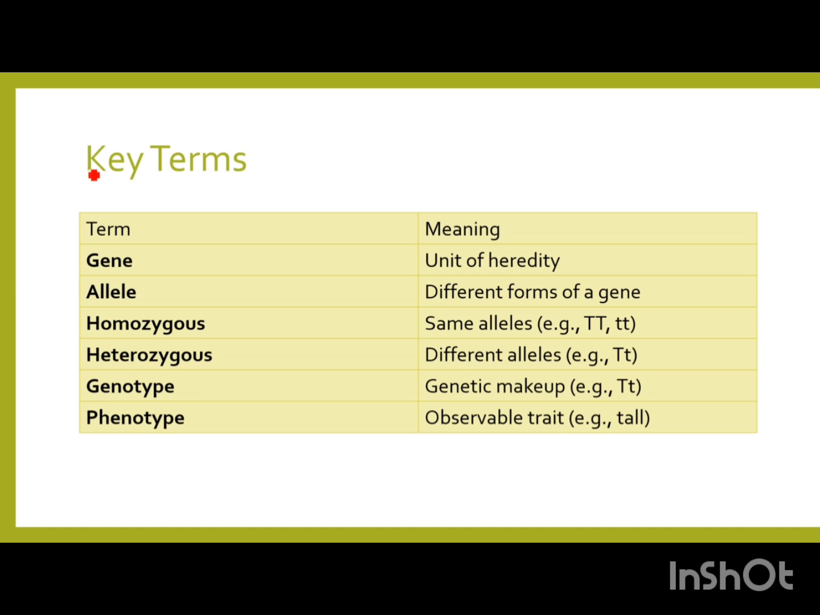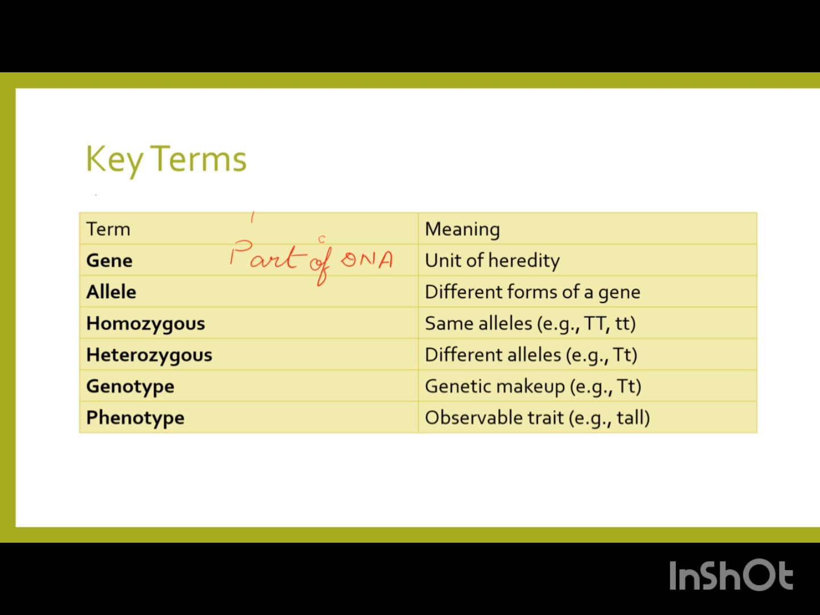First terminology is gene. So what actually is a gene? Gene is a unit of heredity. When we talk about a gene, it doesn't mean the entire DNA sequence. It is a part of DNA where it codes for a specific protein. Now what is an allele? Alleles are the different forms of a single type of gene.